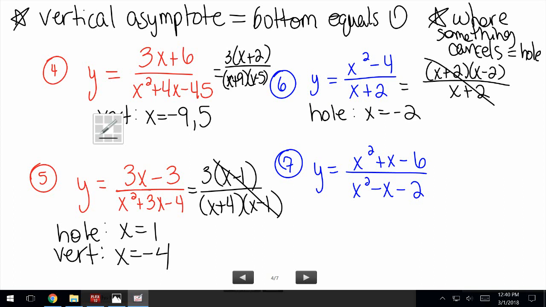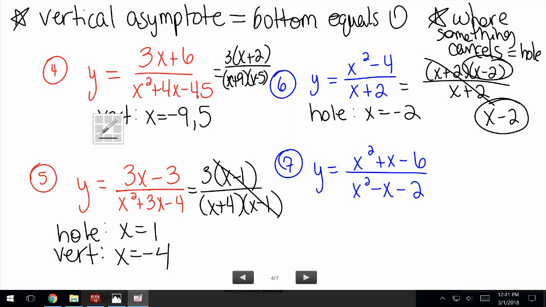Alright, is anybody lost about that? Because if you were to set x plus 2 equal to 0, the x would be -2 when you subtract it over. Alright, now the vertical is where the bottom equals 0. The only thing left is x minus 2, and there is no denominator. So there would not be a vertical asymptote on this one.